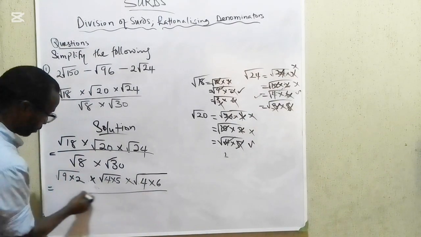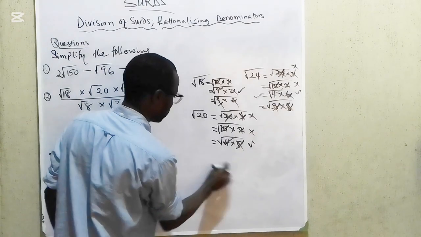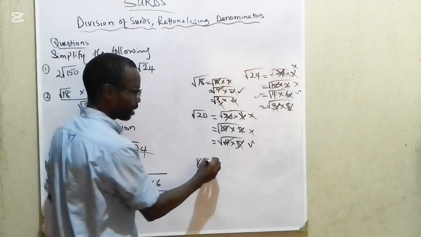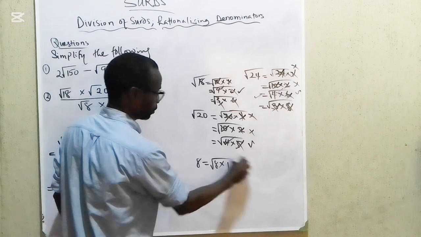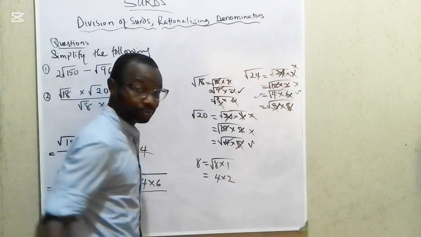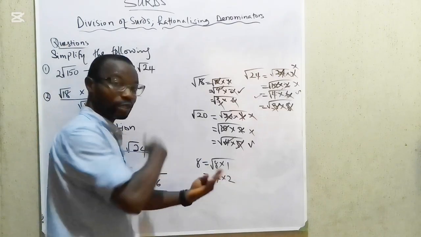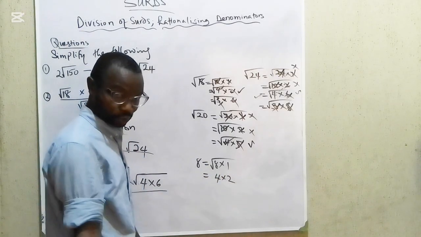So let's draw the line again. Then this is 8. Let's see 8. What is 8? 8 is the same thing as 8 times 1. And 8 is the same thing as 4 times 2. So there's no other, you can't go further. Or just put 2 times 4, the same thing as 4 times 2.